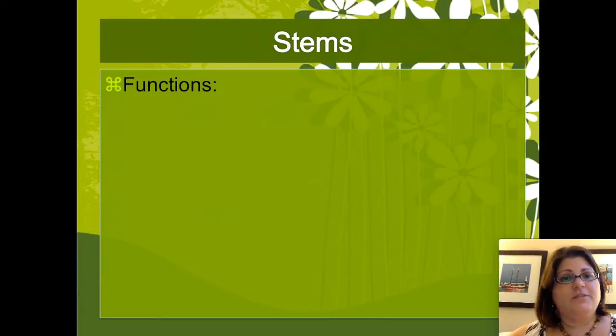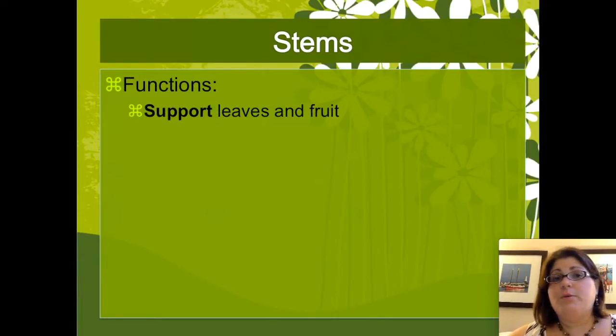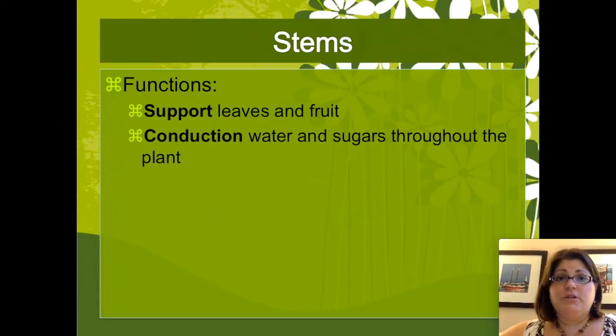The first of which is support. So the stem is in charge of supporting the leaves and fruit, holding them up to the sun, holding them up to the pollinators, and so forth. The stem is also in charge of conducting materials between the roots and the leaves. So water has to go up, and sugar made in the plant has to go down.